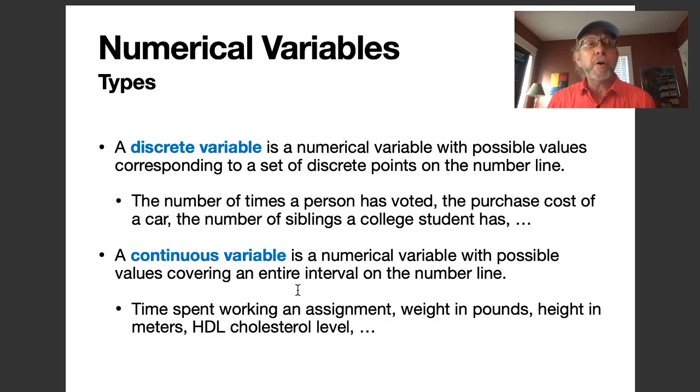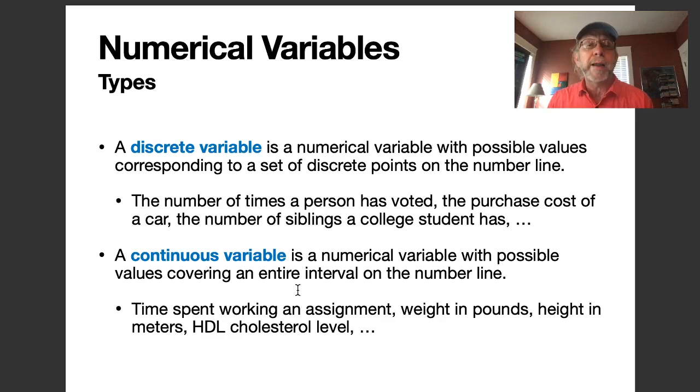When we talk about numerical variables, there are some types we want to distinguish, namely discrete variables, which typically are numerical variables whose possible values come from a discrete set of points on the number line. A lot of times, discrete variables will be just whole numbers, like the number of children in a household or the number of coins in my pocket.